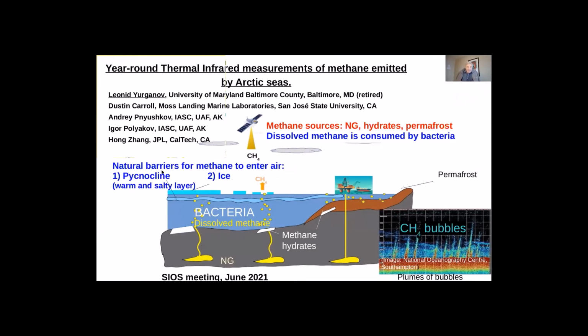For methane, there are two natural barriers to enter air. First is the pycnocline. It is a warm and salty layer that exists mostly in summertime. And second, in winter, is ice in some areas of the total Arctic Sea that are under investigation.